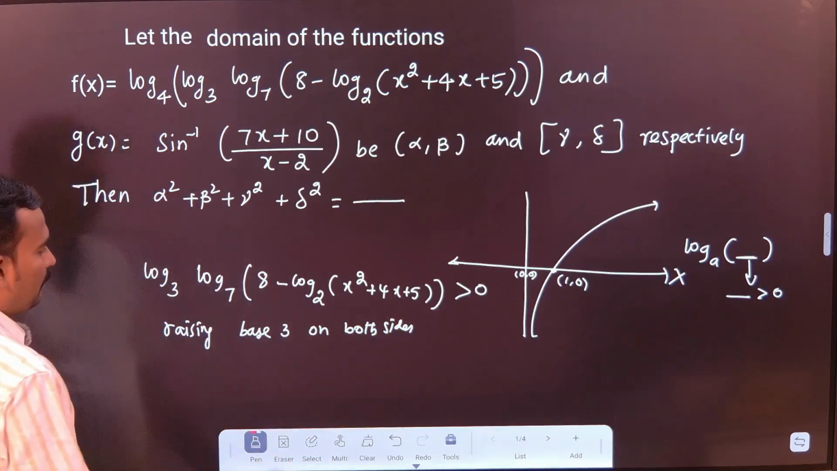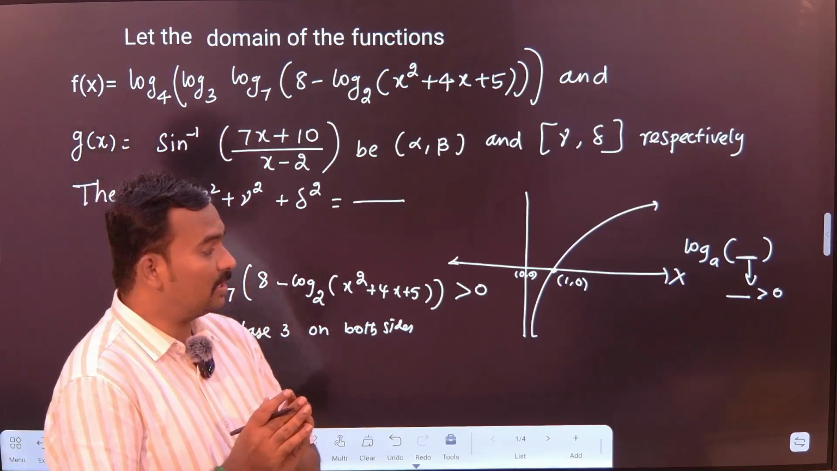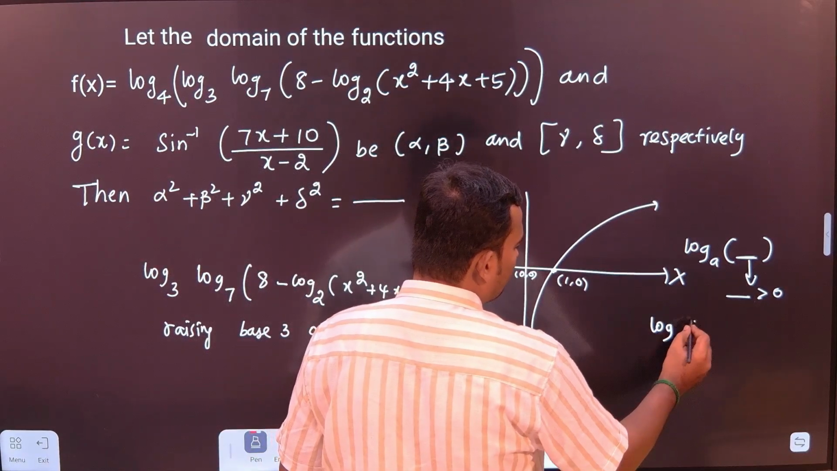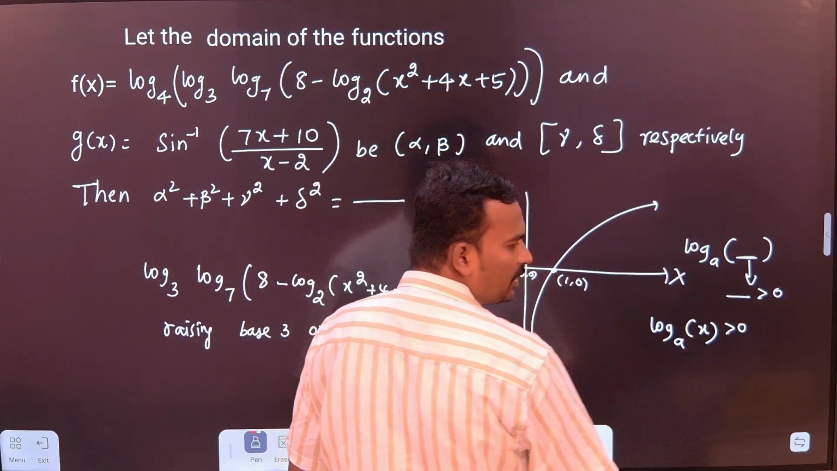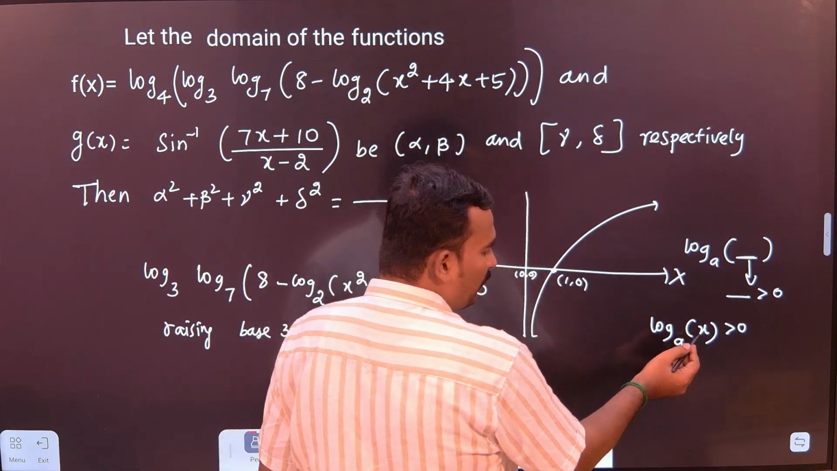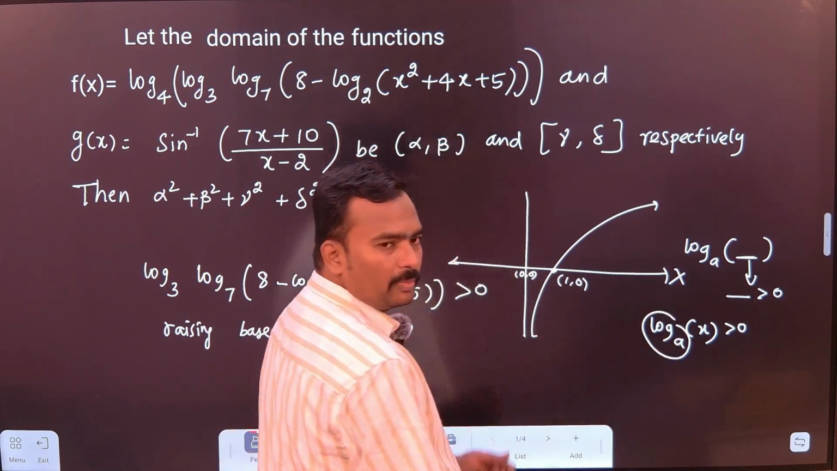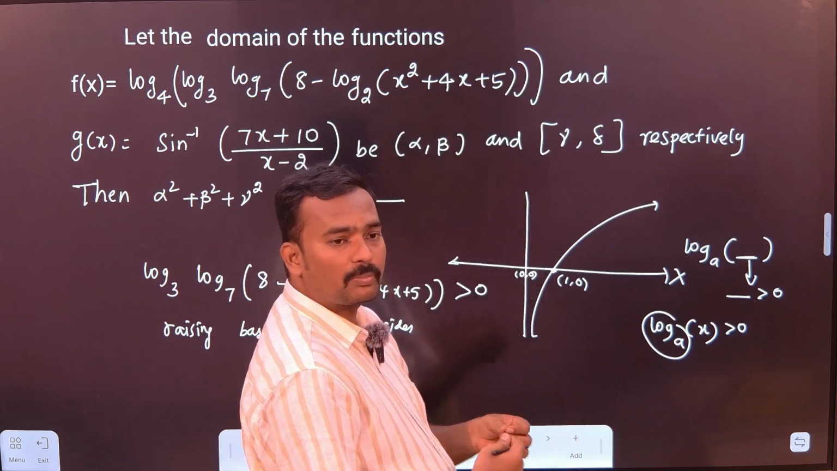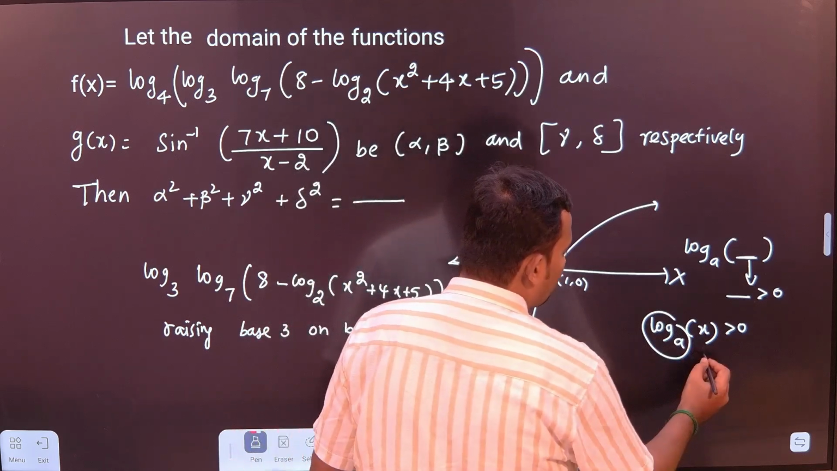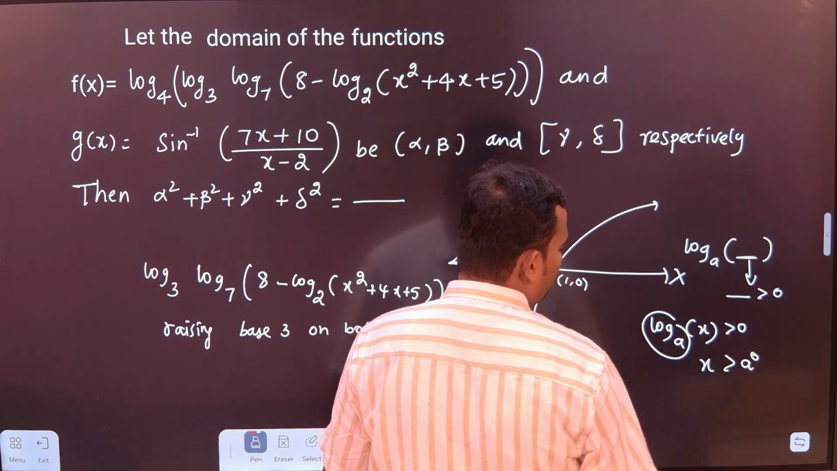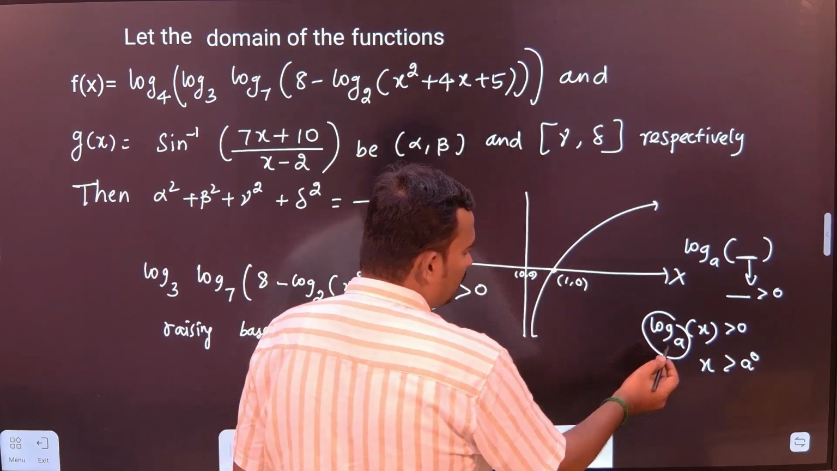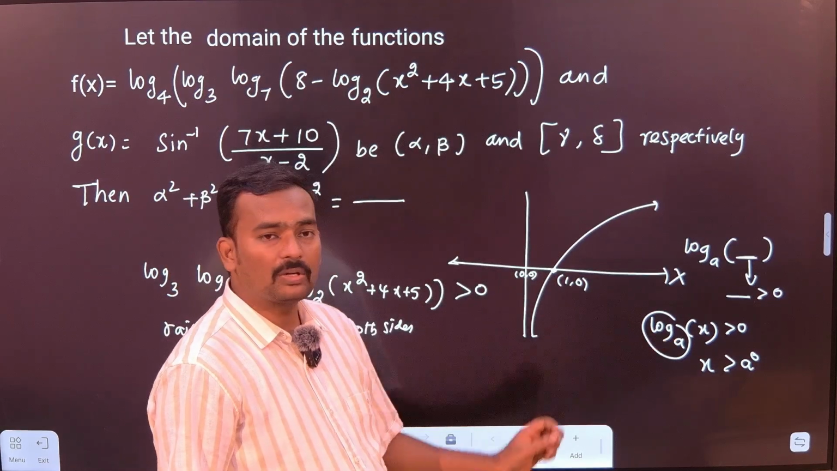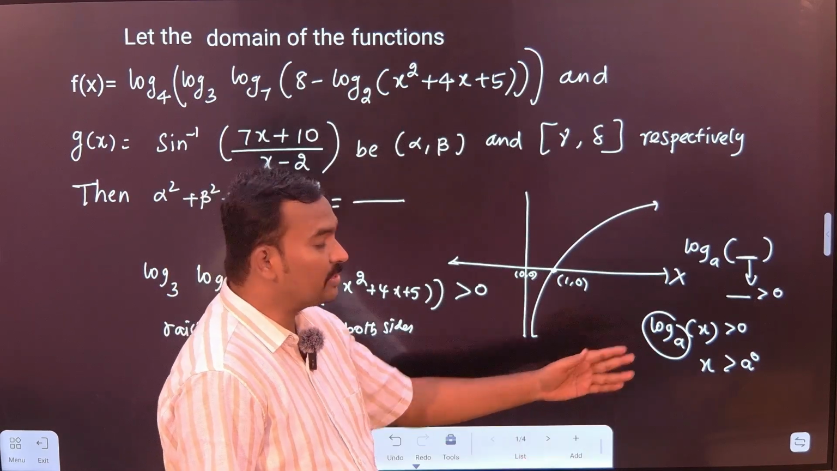What will we get? But you already know one more inequality. When there is log base a of something, suppose greater than 0, so we need to find x. So log base a, how to remove it? You raise the base a. The inverse of log base a is base a, right? So raising that, x should be greater than a power 0. When a is greater than 1 only, this inequality holds, because it is an increasing function.